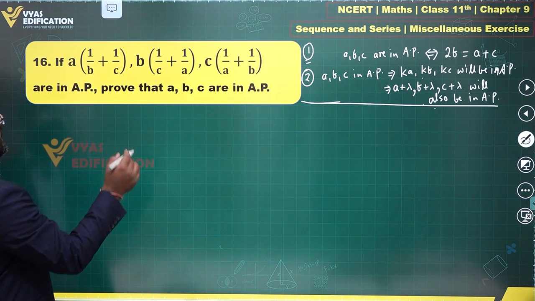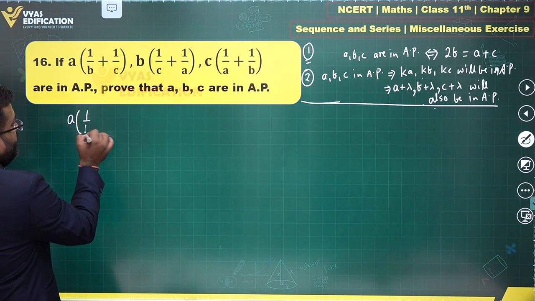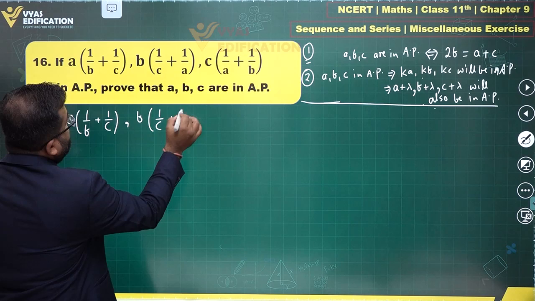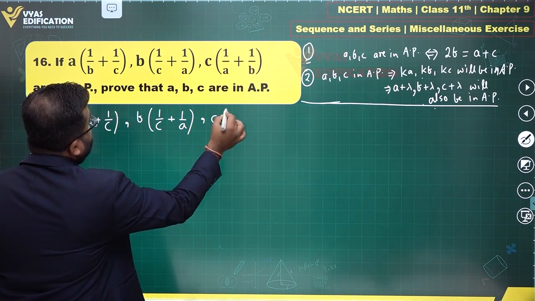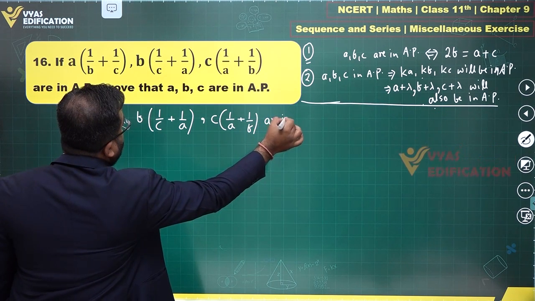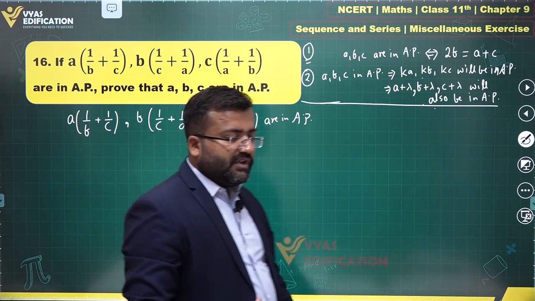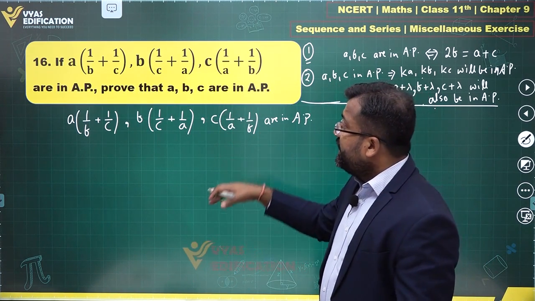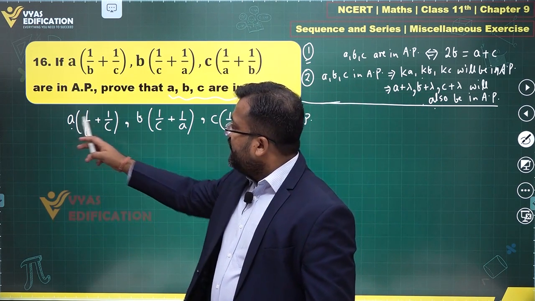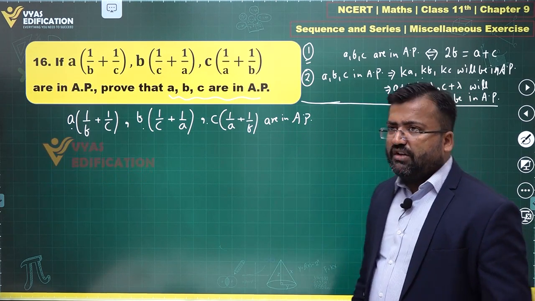Right. So if A times 1 upon B plus 1 upon C, comma B times 1 upon C plus 1 upon A, comma C times 1 upon A plus 1 upon B are in AP. This is given, right? These three numbers are in AP. Where do we want to reach? We want to reach this stage. A, B, C are in AP. If you see, I have A, B and C in the numerators. Just have something extra with all of these terms, yes?